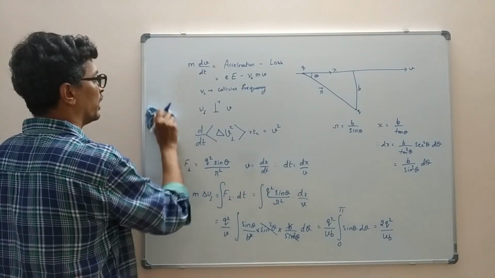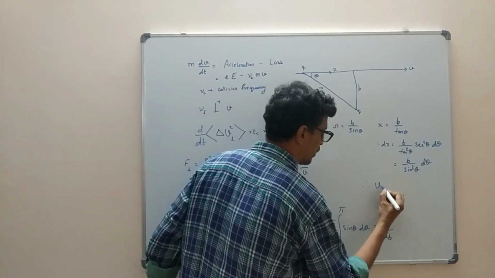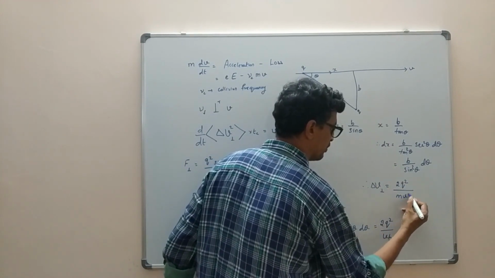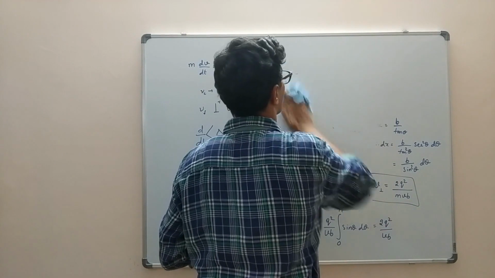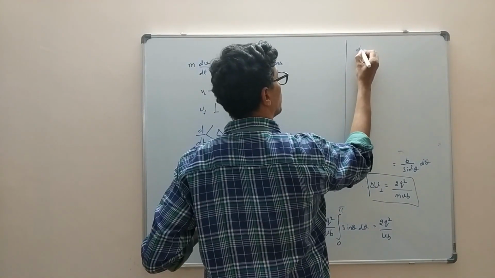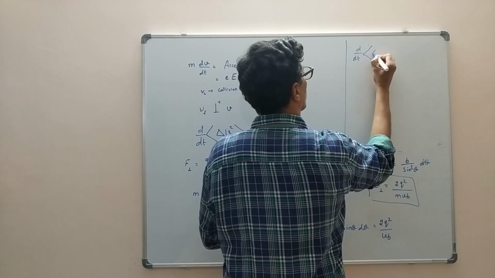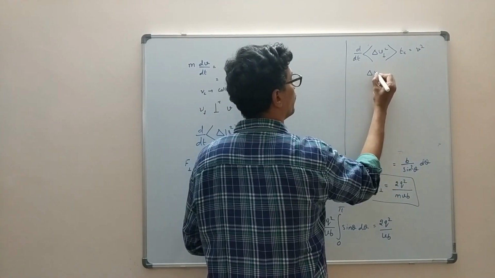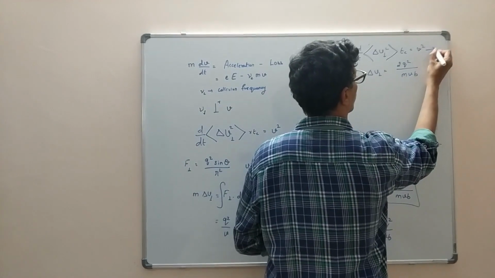Or from here I can write, therefore, the perpendicular momentum attained per collision will be 2 times q square by mvb. So let me note down these expressions. We may need them later. So what we need is d by dt of delta v perp whole square, tc is equal to v square, and my del v perp is equal to 2q square by mvb. So let this be 1, let this be 2.